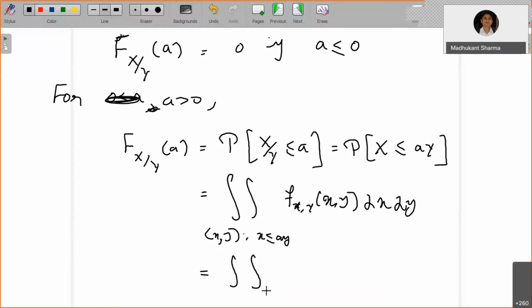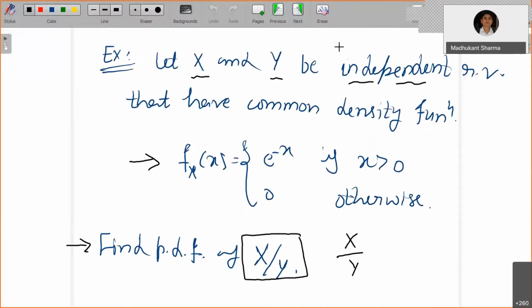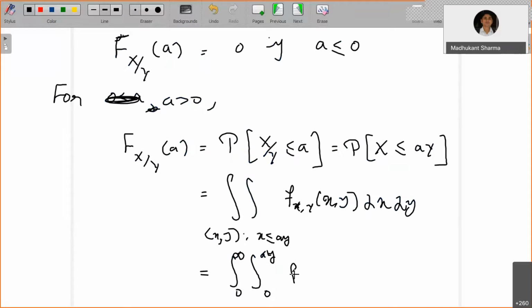You have x values from 0 to ay, because they are only taking the positive values. They are non-negative values, so this is going to be 0 to infinity, and f(x, y). So what is the joint density function? It is f_X(x) times f_Y(y), because they are independent random variables. So the first limit is for dx and the second limit is for dy.